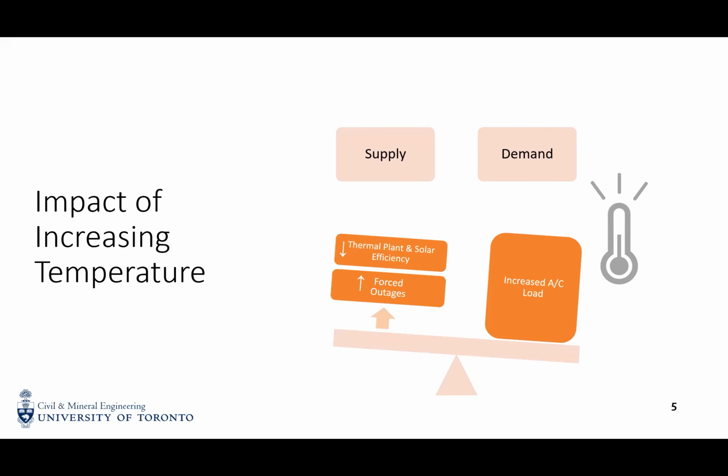Temperature and precipitation are the main variables that have an impact on electricity generation. Looking first at the impact of increasing temperature, thermal plants require cooling water and cooling air, and due to the increase in temperature, the ability to cool will reduce, in turn reducing their efficiency. Solar panels are also less efficient at higher temperatures, and more extreme temperatures may also cause an increase in forced outages, further reducing our supply. Demand for electricity, on the other hand, will go up, mainly due to increased air conditioning.